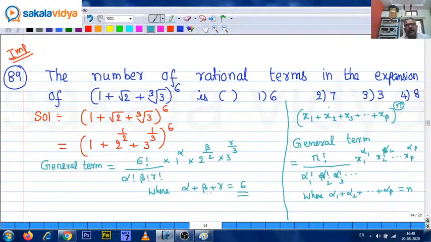Now we need to select alpha, beta, gamma whose sum is equal to 6 such that the terms are rational. Remember one thing: beta must be a multiple of 2 because beta should be divisible by 2, and gamma is a multiple of 3. We need to select different combinations whose sum is equal to 6. Then we get the number of rational terms. Alpha may be any number, even 0, no problem. So beta is a multiple of 2, gamma is a multiple of 3. Let us see the combinations now.